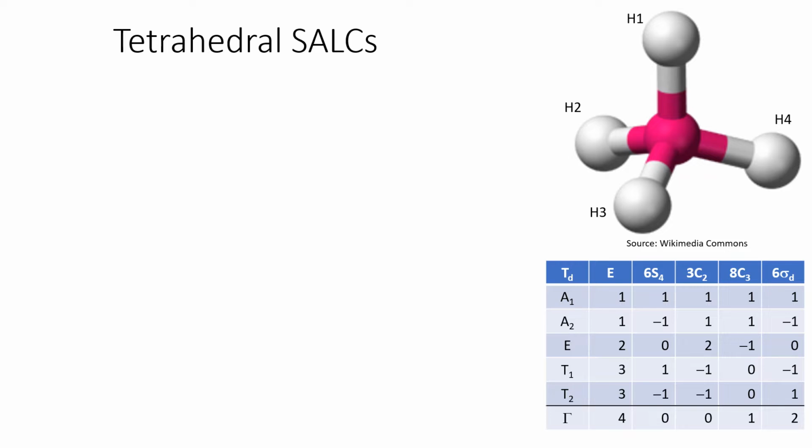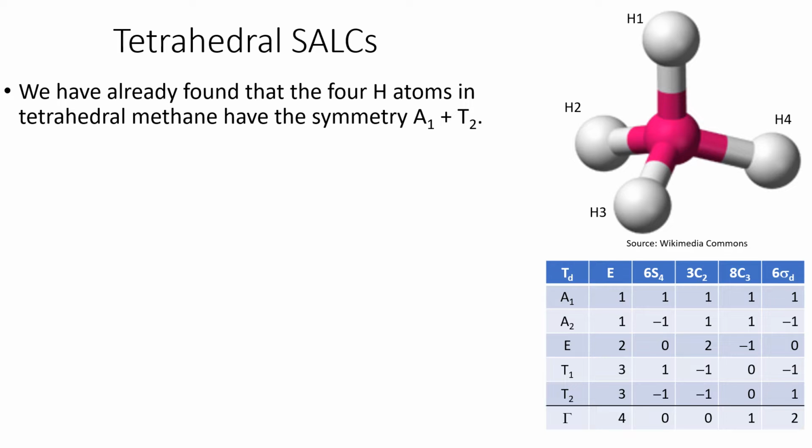So let's look at a tetrahedral example. We've already looked at methane a little bit, and you can see in the table on the right hand side we've got the tetrahedral character table, and underneath that the representation for the 4 H atoms in methane. We know already that those 4 H atoms transform as A1 plus T2. We also know that the s orbital has A1 character for the central carbon atom, and the 3 p orbitals have T2 character.